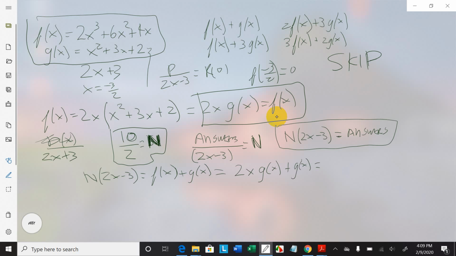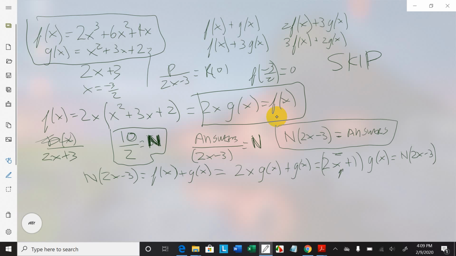Now you factor. Factoring is one of those things, the manipulation of stuff. This is (2x plus 1) times g(x), which equals n times (2x minus 3). It's really too bad that this isn't 2x minus 3, because if it were, everything would be factorable. That would be amazing, right?